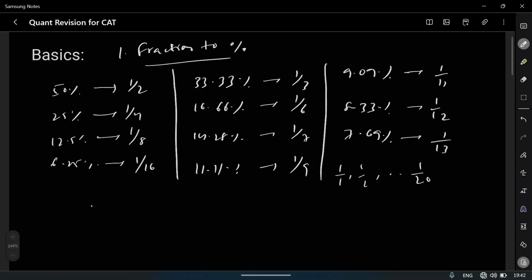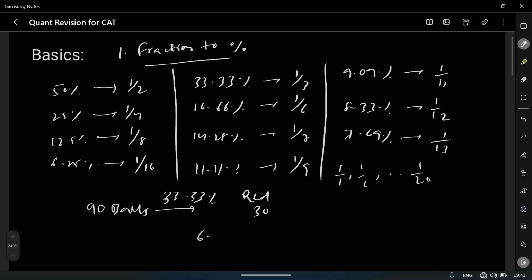So in a question, if they are given that there are 90 balls, out of which 33.33% are red, that implies, whenever you see this 33.33%, you have to remember the fraction value of 1 by 3, from which 1 by third of 90 is 30 balls are red.